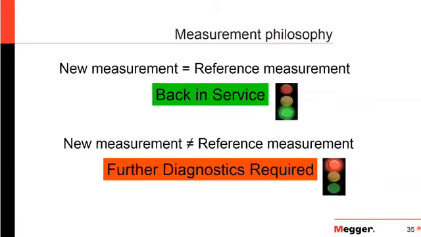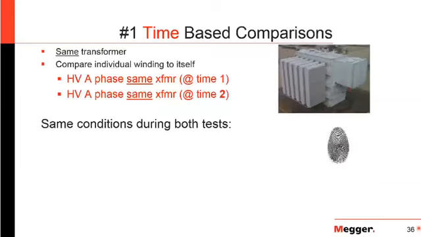So let's look at a little example here. A time-based comparison. We had the same transformer, and on commissioning, we ran a test, and then later on, we went back at a different date with an SFR unit again and ran the test again. So basically, same conditions, same unit, same connections for both tests, but just at different times.